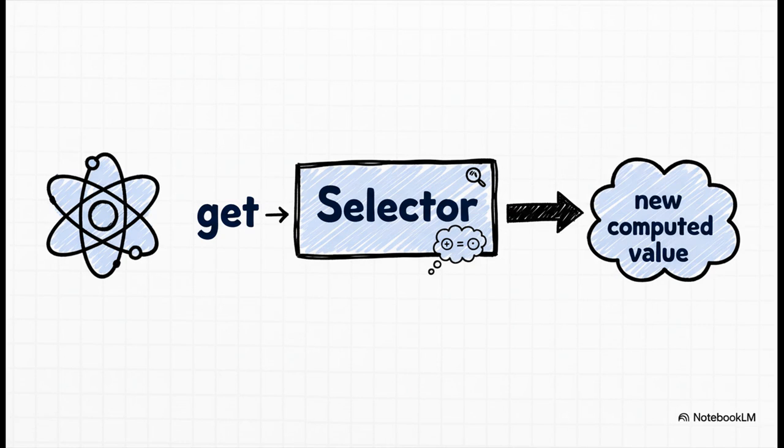And here's what that looks like. Inside a selector, you have this get function. You just use it to get the current value from an atom.